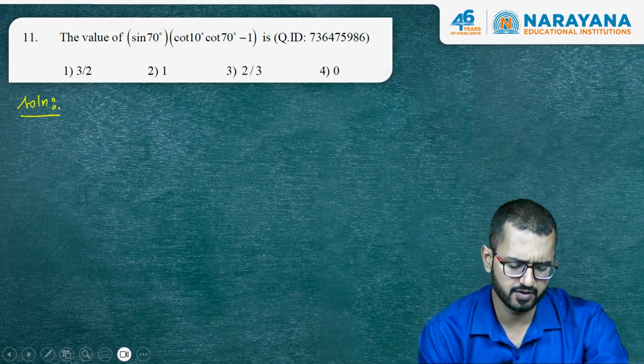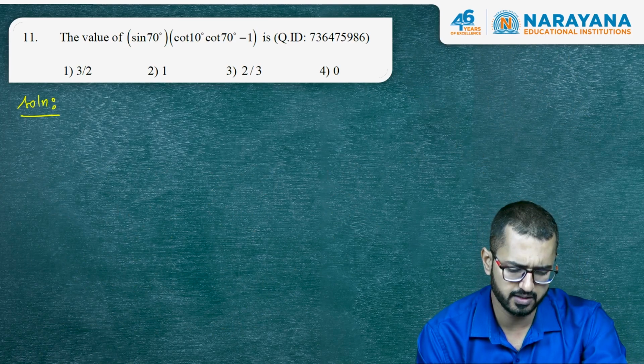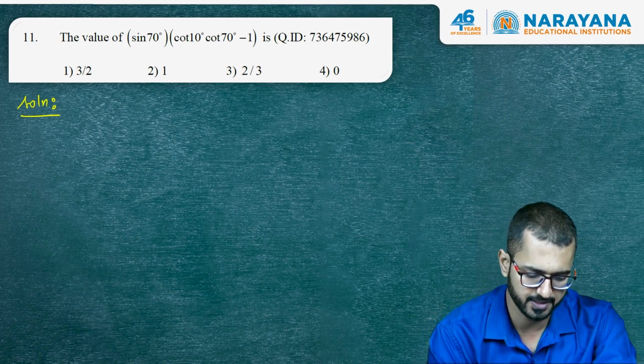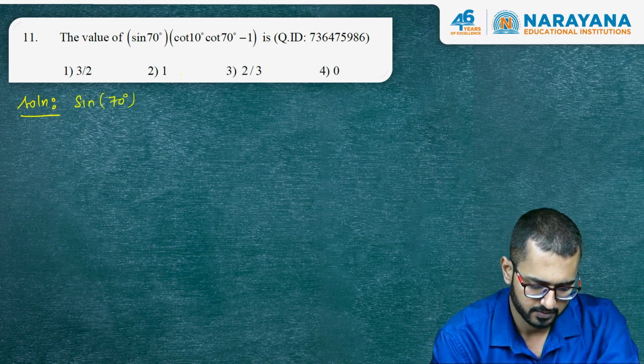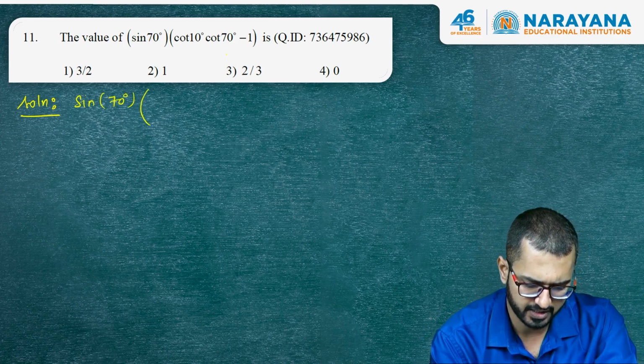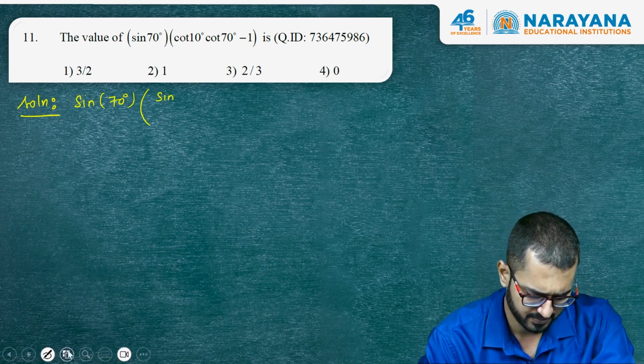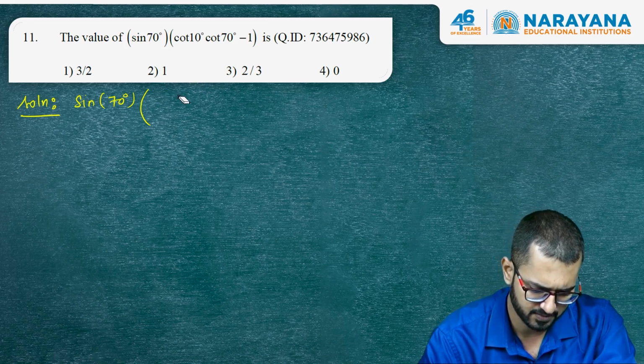So we want the value of sine 70 degree and cot 10 minus cot 70 minus 1. So yeah, let's begin. This cot 10 and cot 70 are not our favorite. We'll write them in the form of cos by sine. So that looks good.